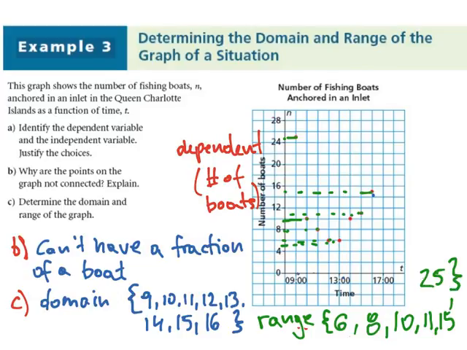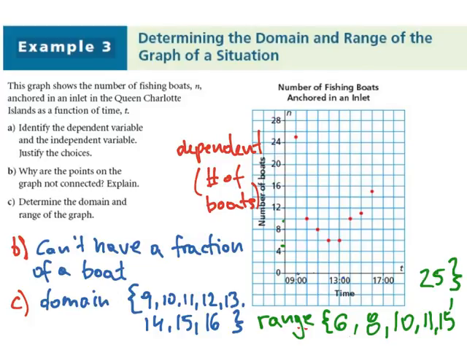We would use inequalities if the graph was connected, but since the graph is not connected, we'll only have to use a list for dots on the graph. Let's take a look at our last question.